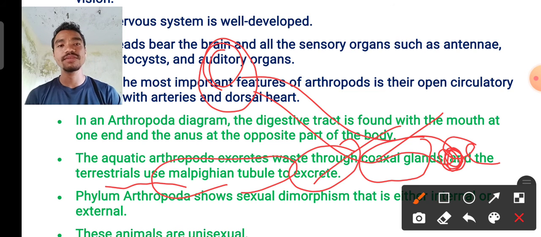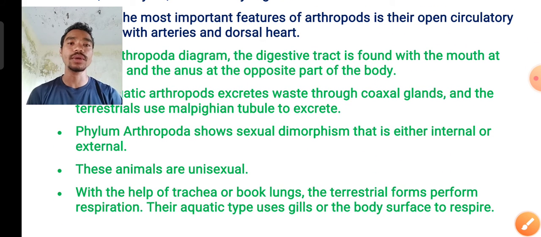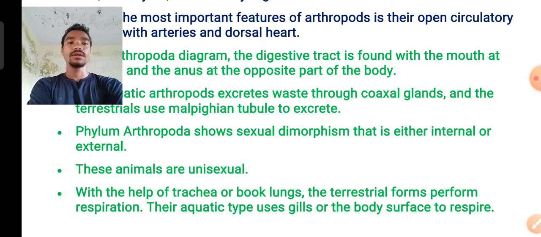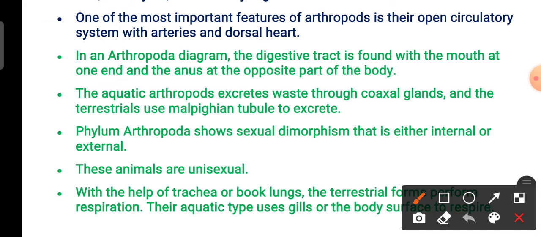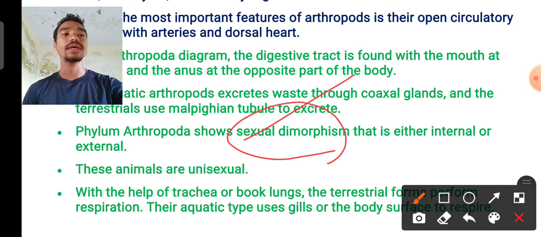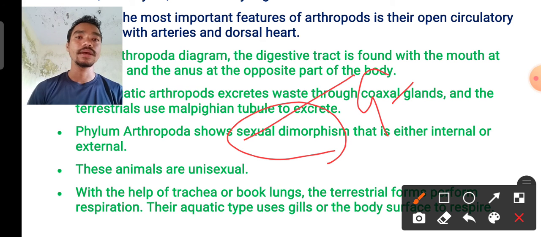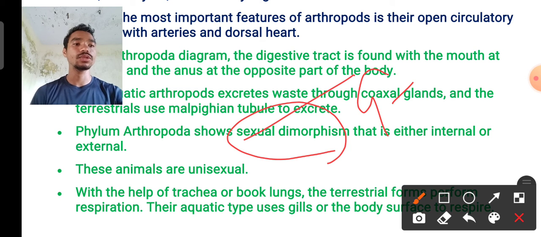Another term: the phylum arthropoda shows sexual dimorphism, either internal or external. These animals are unisexual, meaning a single kind of sex is present in one individual. If I talk about bisexual, both types of sex are present. Sexual dimorphism means gender differentiation, where both male and female are found.